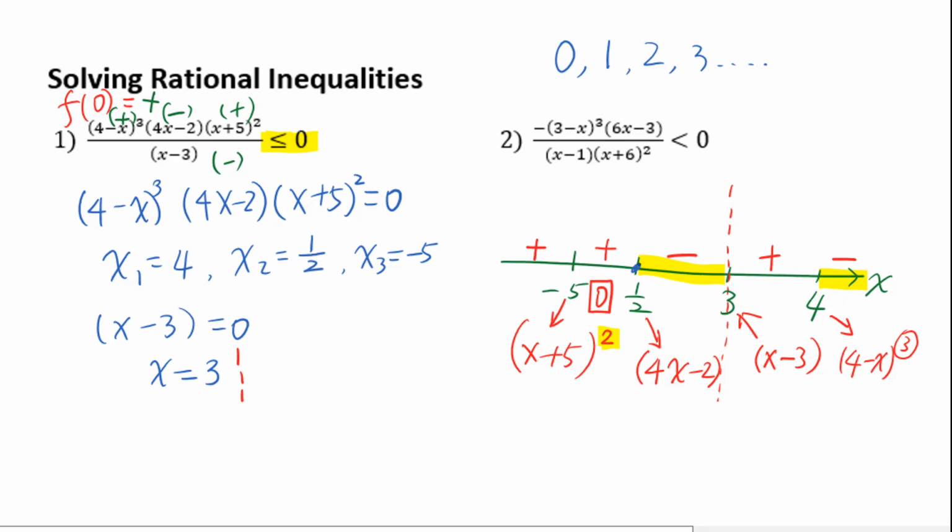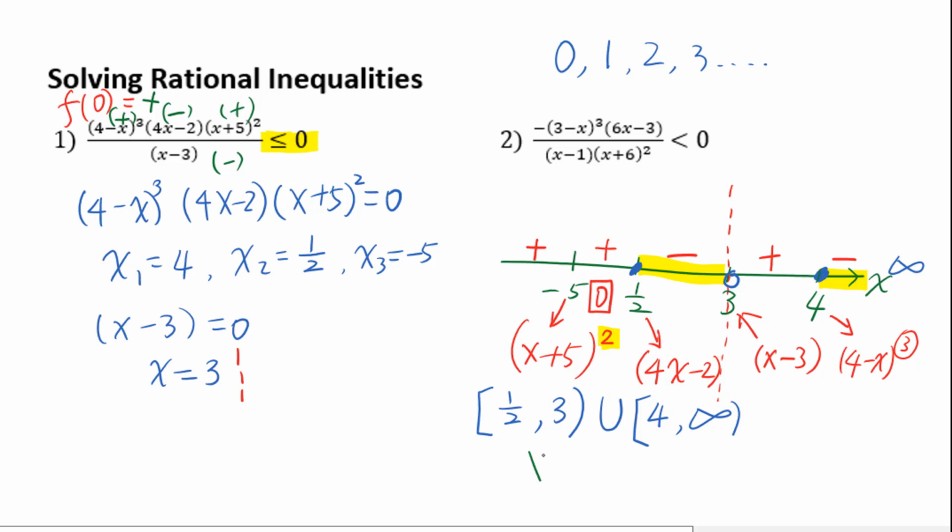1/2 is the root, so it's a closed circle. This 3 is an open circle because this is a vertical asymptote line. This is a closed circle. Therefore, we can write down the solution. Bracket from 1/2 to 3, open parenthesis, union with a bracket from 4 to positive infinity.